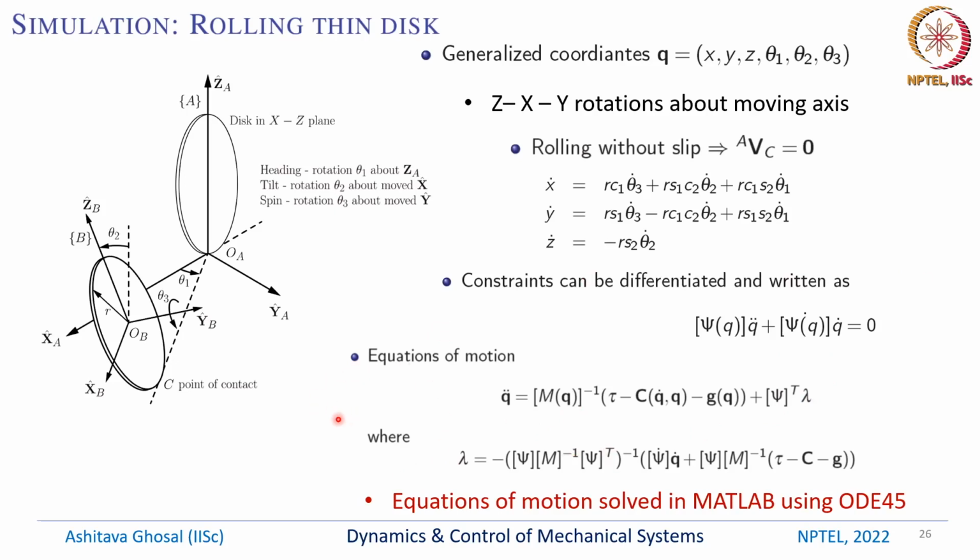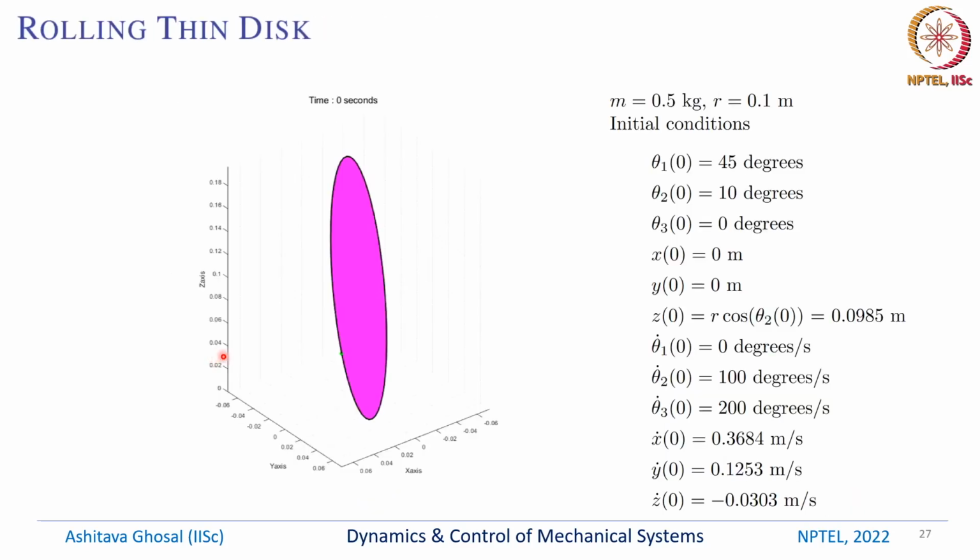In this case also, there are no external torques. This is simply rolling. Gravity is there, but there are no external torques. So if this was like a wheel with a motor here, then we would have to take into account the torque given by the motor. So that is a separate story altogether. So let us look at some simulations.